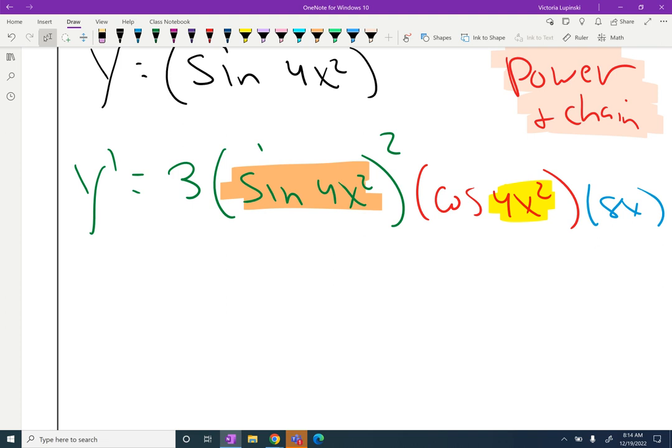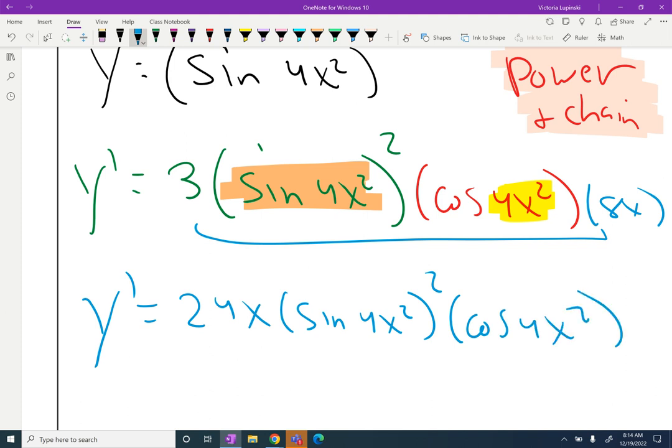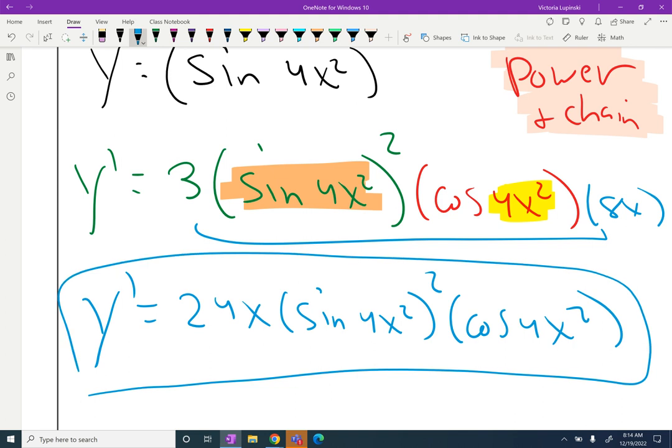All you have to do now to finish it is just try to clean it up. If I was going to clean it up, I would probably multiply 3 times 8x just to get 24x. And then after that, it really doesn't matter: sine of 4x squared and cosine of 4x squared. That's it. It's really just a matter of making sure that you are doing it in the right order. So work from the outside in.